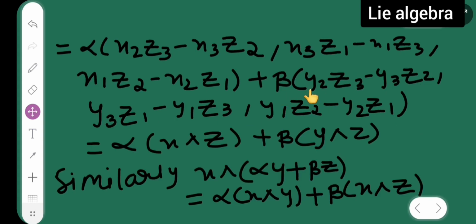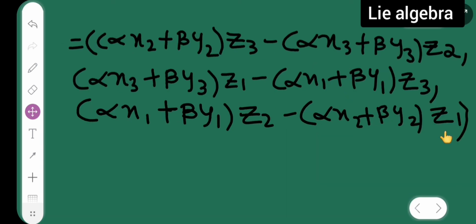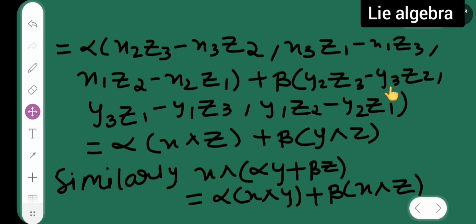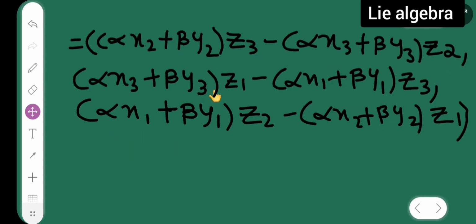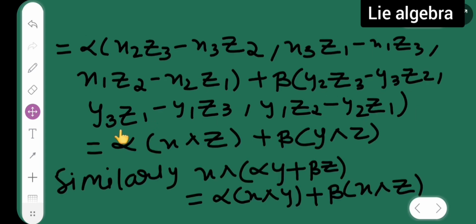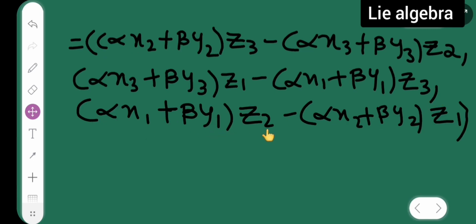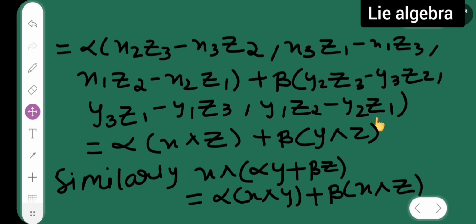So here what I got? y2 z3 minus y3 z2, comma, y3 z1 minus y1 z3, comma, y1 z2. So wherever there is beta, that only we are writing. So y1 z2 minus y2 z1. So we are done with this part.